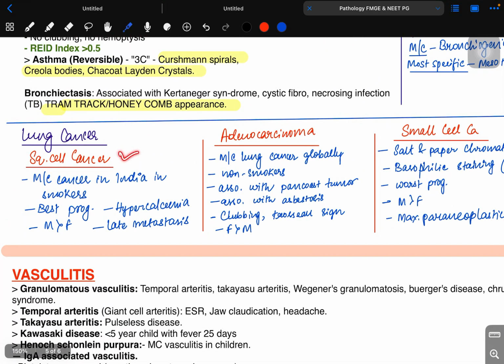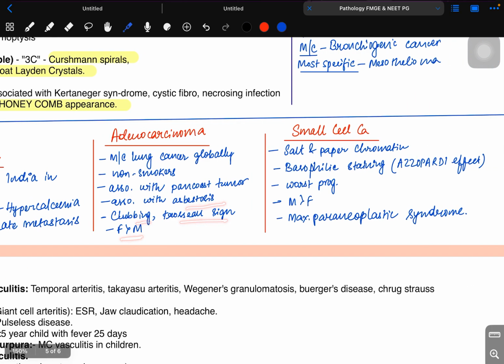Lung cancer, squamous cell cancer, most common cancer in India in smokers, and it has the best prognosis. We will find hypercalcemia, it is found more in males than females, and late metastasis occurs. Adenocarcinoma is the most common lung cancer globally and it is found in non-smokers. Squamous cell was found in smokers, this is found in non-smokers. It is associated with Pancoast tumor, also associated with asbestosis. There is clubbing, there is Trousseau sign, it is more common in females than males.